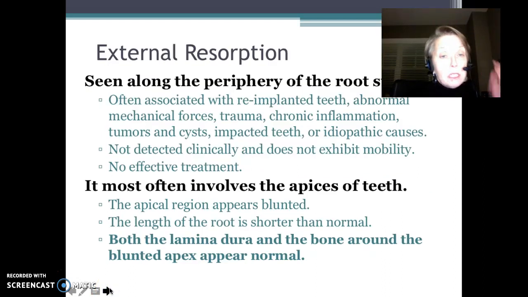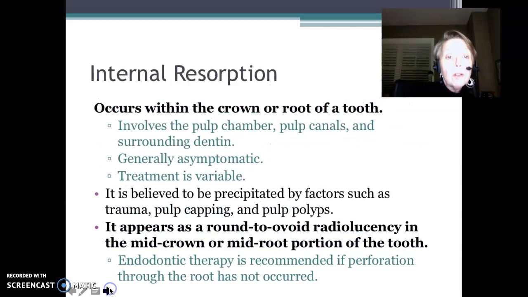External resorption is seen along the periphery of the root surface, the outside of the root surface. Most often, external resorption involves the apices of the teeth. The apex of the root will appear more blunted or shorter than the adjacent teeth. But lamina dura and bone around that blunted apex appear normal. Internal resorption is occurring within the crown of the tooth, within the pulp chamber, the pulp canals of the tooth. And in both cases, these are asymptomatic.